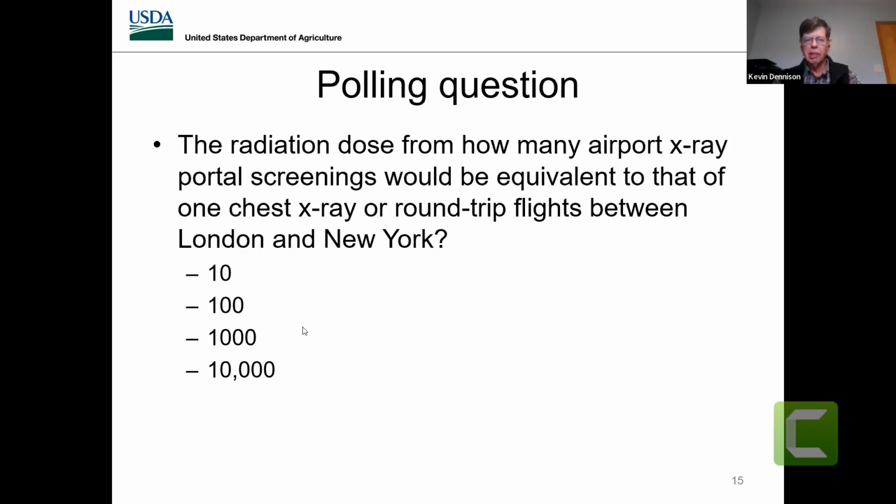Well, everybody's all over the place. And the answer is 1,000. You'd have to go through that airport screener 1,000 times to get the same dose that you're going to get on a round trip from London to New York. So hopefully that makes everybody feel better about going through airport screening.